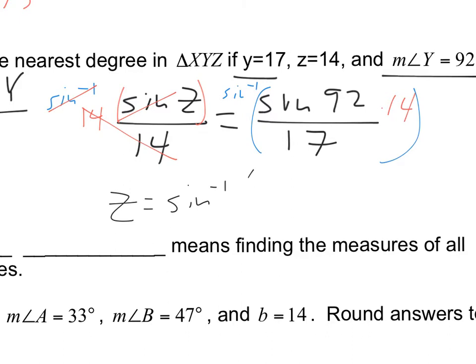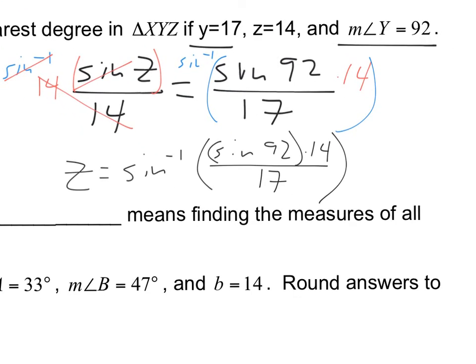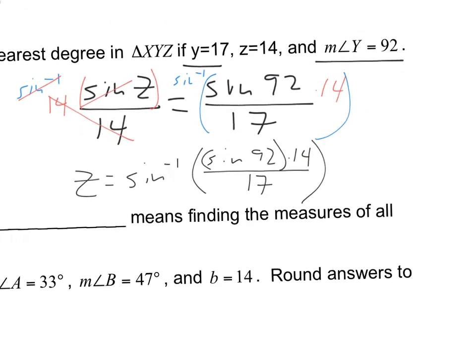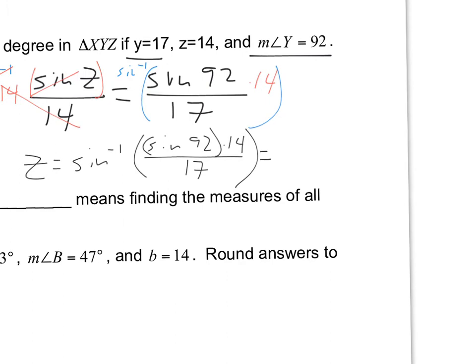the arc sine of this whole thing, sine 92 in parentheses times 14. Typically we put the 14 in front, but I kind of just forgot to put it there, over 17 in parentheses. And now we're ready to put it in the calculator. Maybe it'd be easier if you put the 14 in front, so I'm just going to write that real quick. A better way of putting this in your calculator is 14 sine 92 over 17. And so, we're ready to plug it in our calculator.